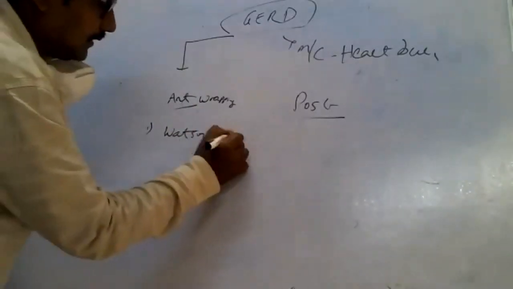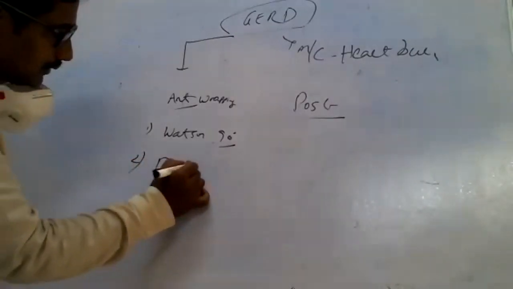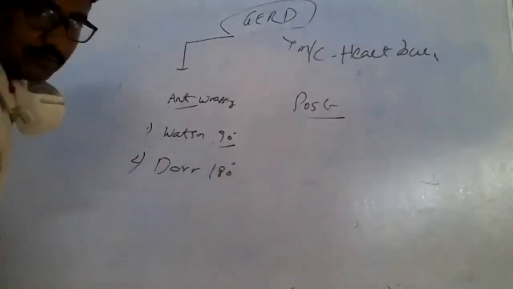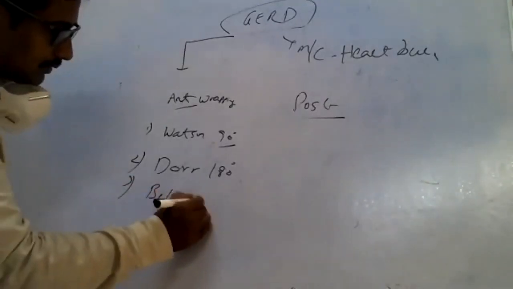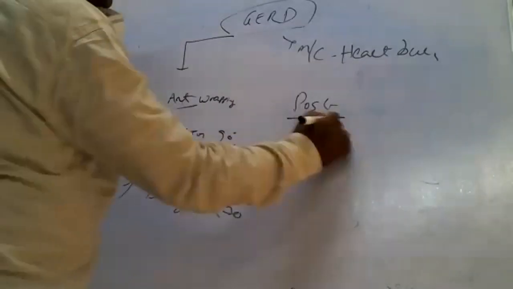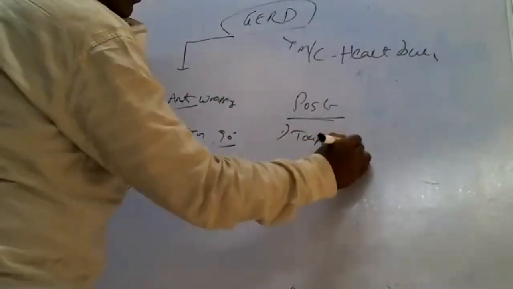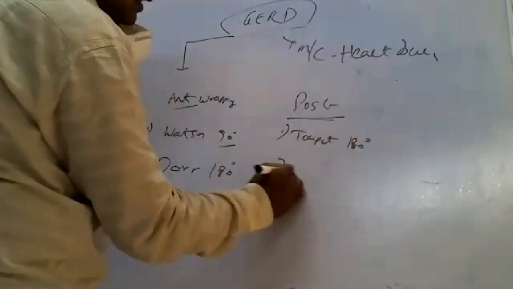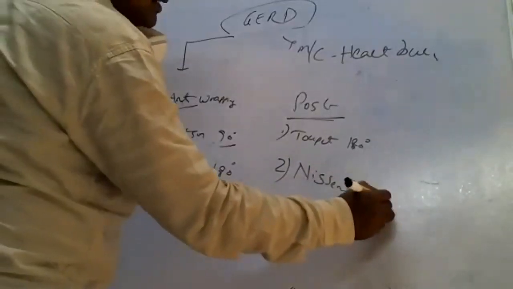Watson is 90 degrees wrapping. Dor, 180 degrees wrapping. Belsey Mark IV, 270 degrees wrapping. When you come to posterior, Toupet, 180 degrees wrapping. Nissen, 360 degrees wrapping.